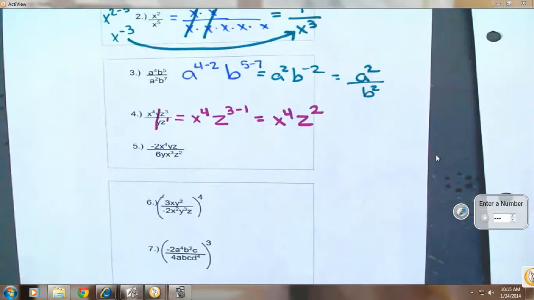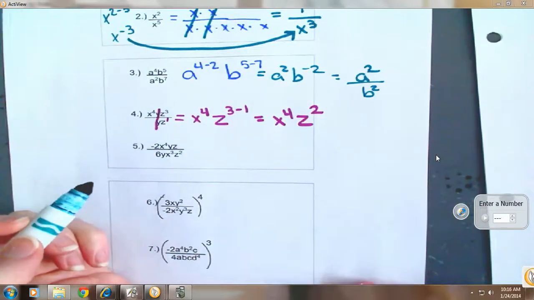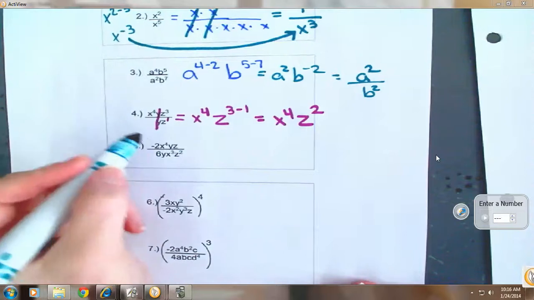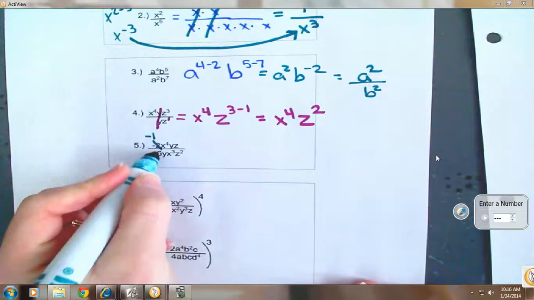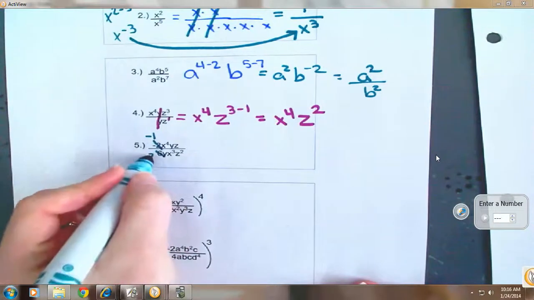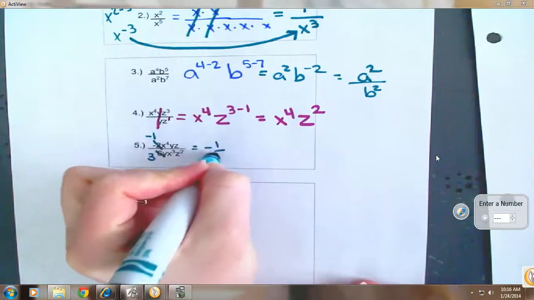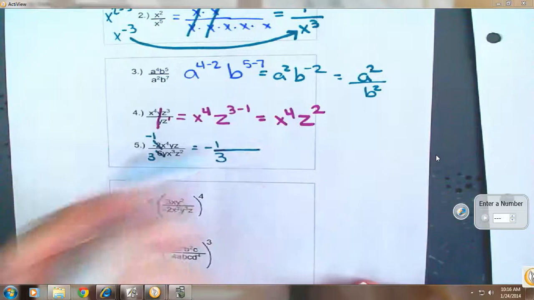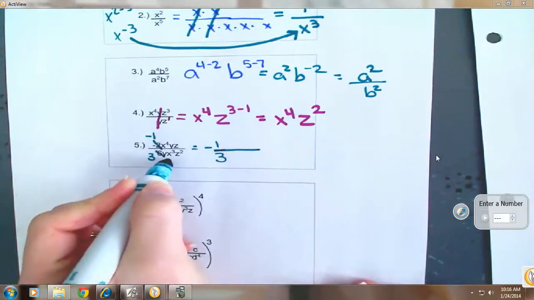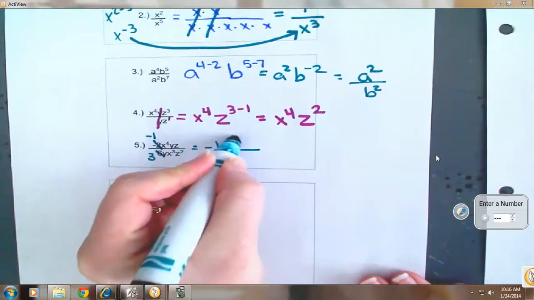Now example 5 is a little bit different because we do have coefficients, right? So let's think, what goes into -2 and into 6? 3 or 1 or 2. 2 does. 2 goes into -2 how many times? -1 time. And 2 goes into 6 3 times. So we have -1/3. Let's go through our variables. I'll just set my line here. We have x to the 4th divided by x cubed. So when we divide, what do we do with those exponents? Subtract. So 4 minus 3.